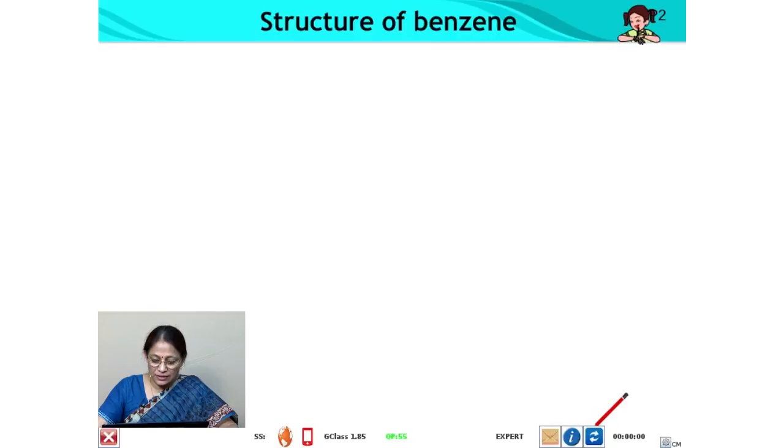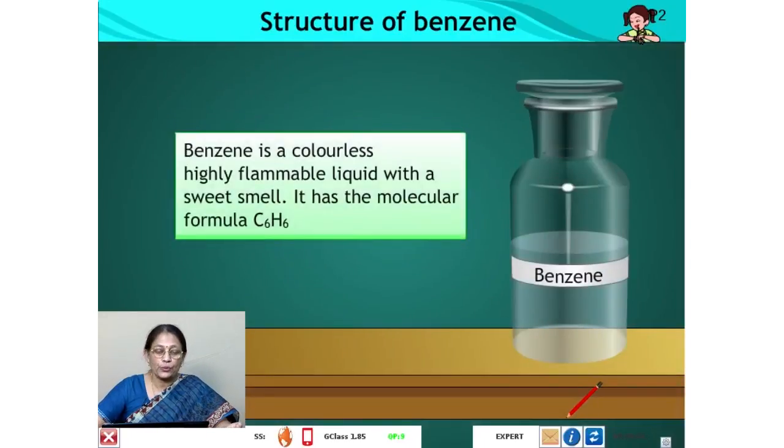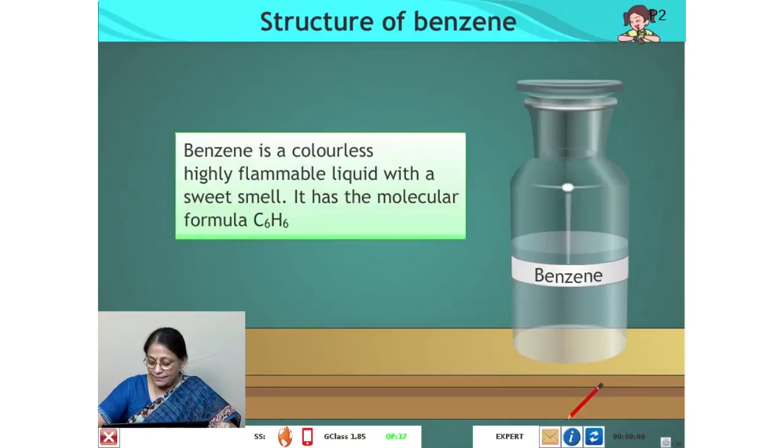Let us study the structure of benzene. So, it is not just the study of the structure of benzene, it is considering various concepts and then arriving at the structure of benzene. Now, what is this benzene? All of you must have seen it in your laboratories. It is a colorless liquid, flammable of course, and it has a sweet smell, and its molecular formula is C6H6.